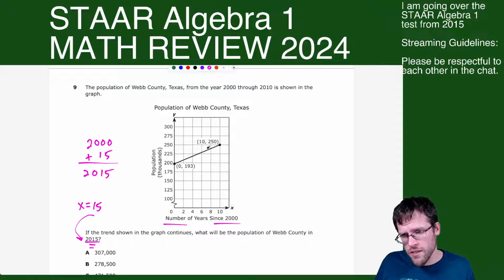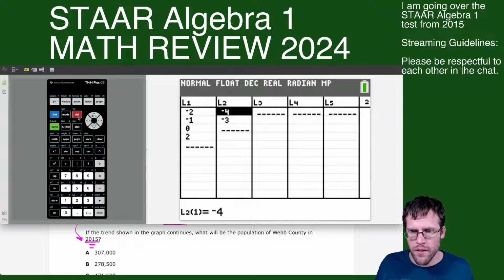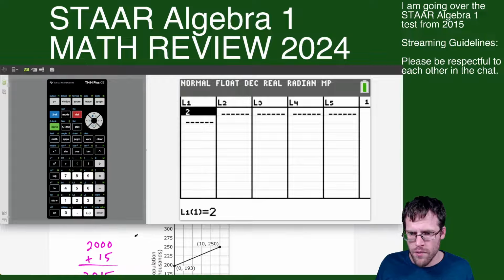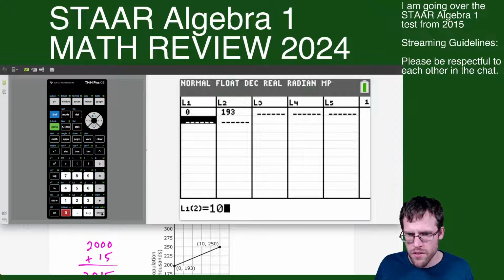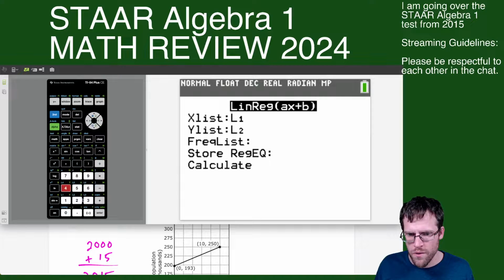Now, if you don't feel like doing this by hand, so calculator magic. Okay, so calculator, let's see. We go to stats, edit, I clear out the table, here and here. And I'm going to write in 0, 193. But they told us there's a linear relationship here, or they're suggesting that there's a linear relationship. So I'm just going to type in 0, 193, and then 10, 250. And now stats, calculate, linear regression is option 4.